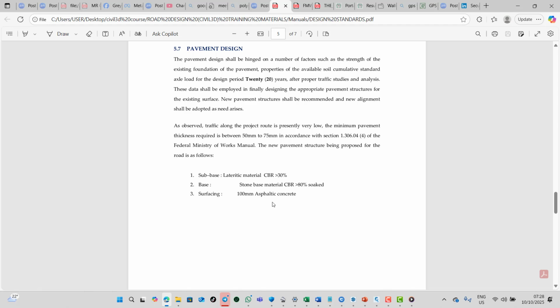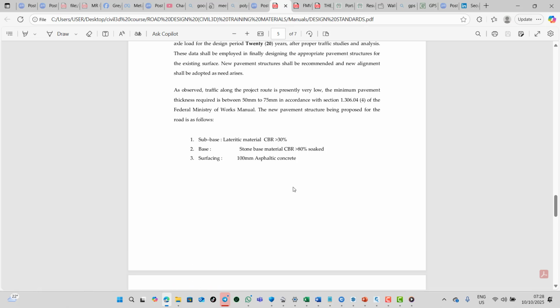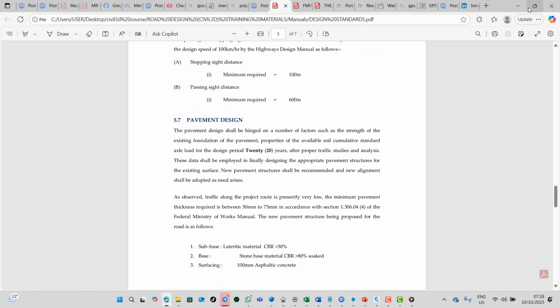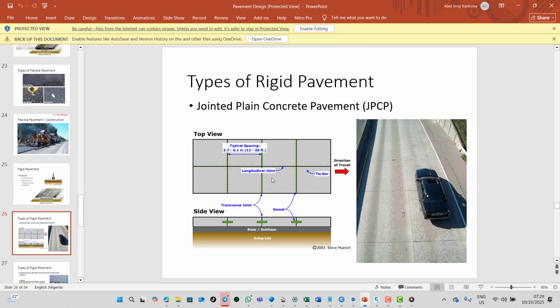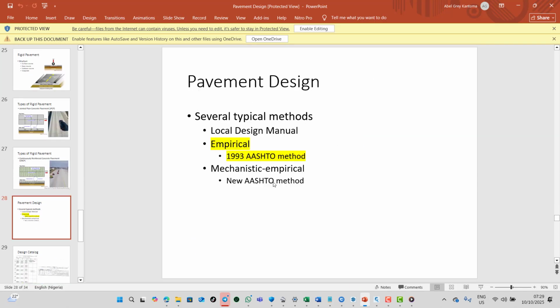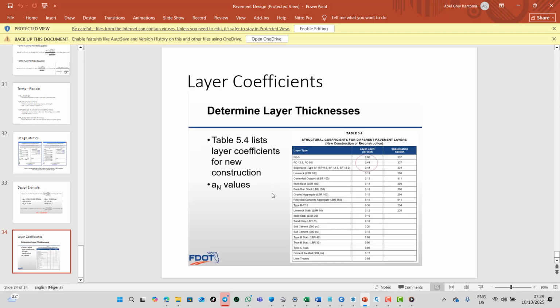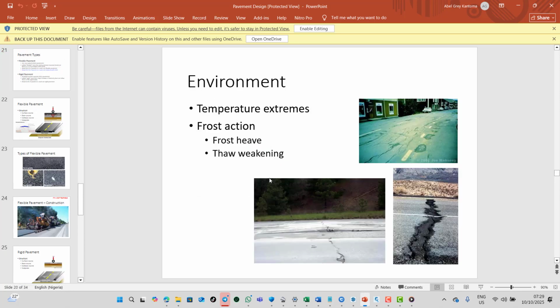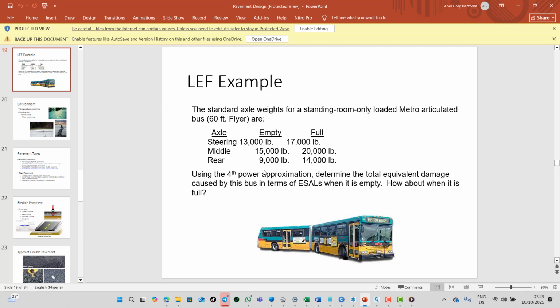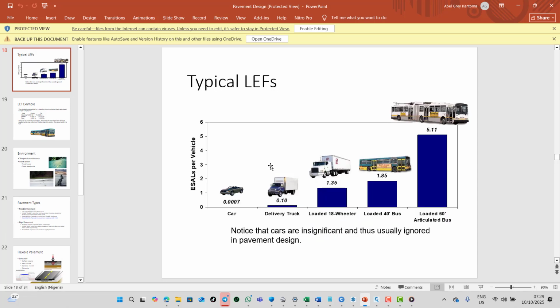So our surface should be 100 mm asphaltic concrete. I'm going to also speak extensively on that even as we progress. But let's come to this pavement material I was showing you just now. Very, very important. All this information is very key in order for you to achieve a very good design. You know, when you are doing a design, vehicular load when it comes to pavement is also very, very important to take note of.